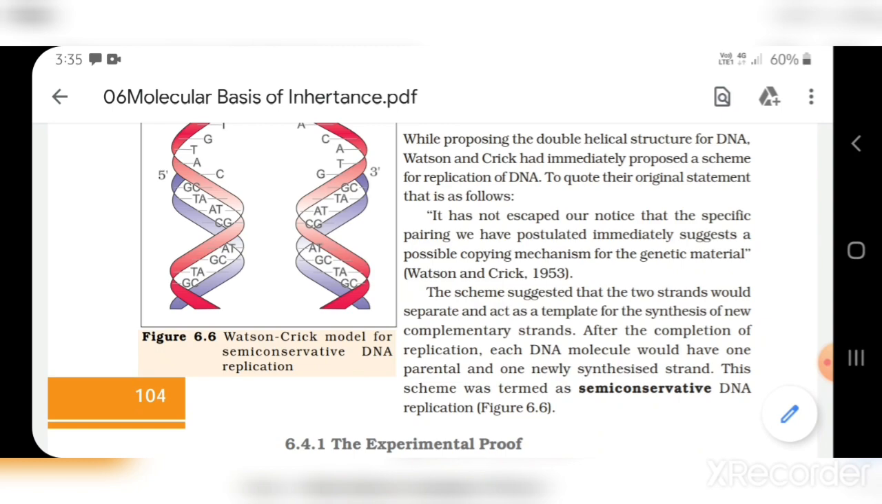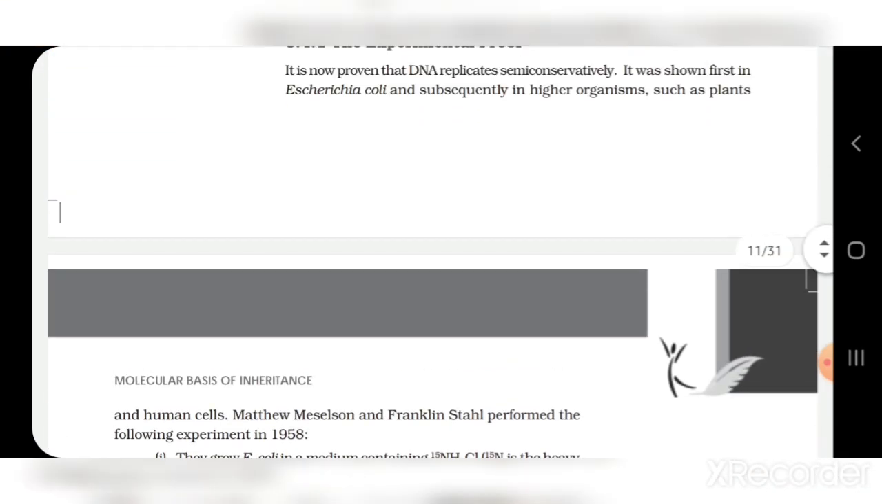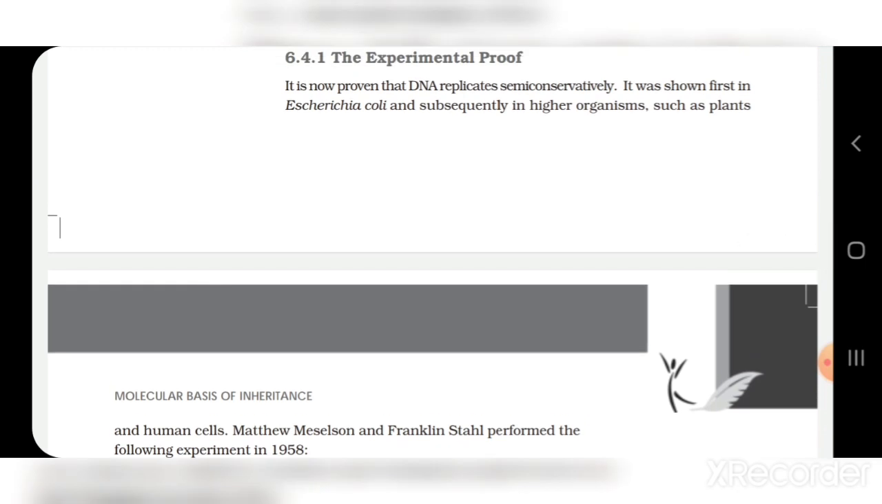Each new DNA molecule has one strand from the parent and the other is the new one which has been synthesized. So during replication, half of the original DNA molecule is conserved and the complementary half is newly synthesized by base pairing. That is why replication of DNA is said to be semi-conservative. There is an experimental proof of this semi-conservative mode of replication of DNA, which was carried out by Meselson and Stahl in 1958.